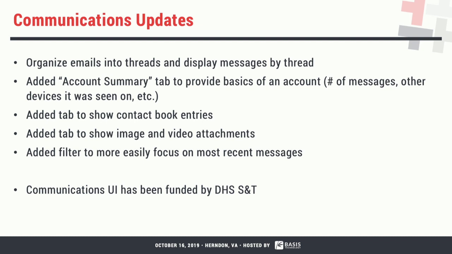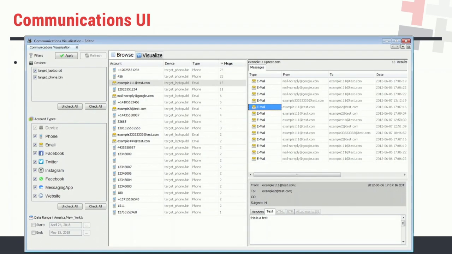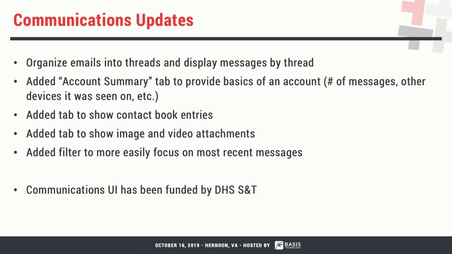On the UI side, if we go over here on the right-hand side, there's now a bunch more tabs. So one is a summary, which gives you high-level information on how many messages this account has, how many contact book entries that account has associated with it, where it's been seen before. If you have the central repository enabled, we'll show you this account was also seen on devices X, Y, and Z to give you that correlation view as part of that.